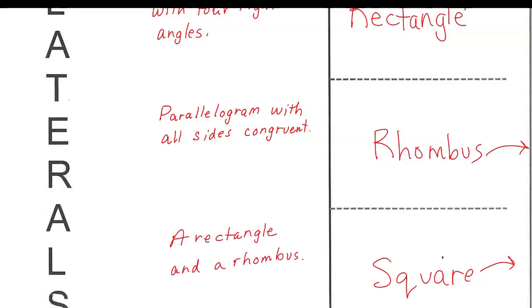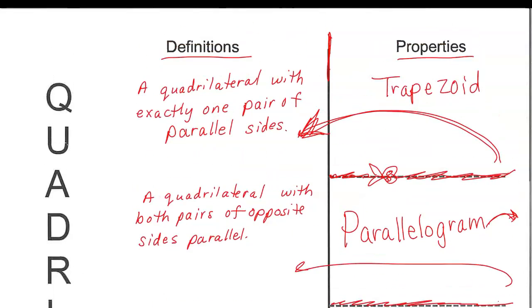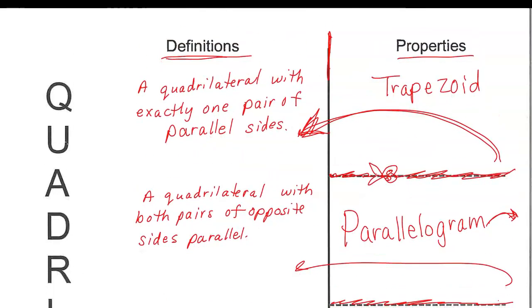And that's it for today. So you're going to set up your quadrilateral foldable. On this side, under the word definitions, you're going to put the definitions for each of the 5. But on this side, you're going to leave the area under properties blank. And then you're going to fold over each flap and put the name of each quadrilateral there.